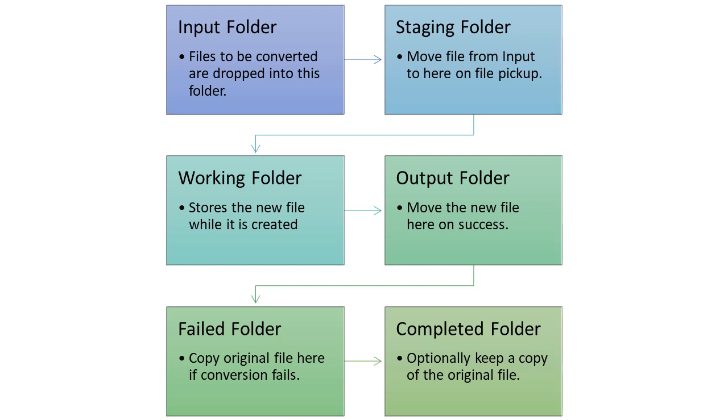The staging and working folder are used during the conversion process as scratchpad areas and are best to be local to your computer, not on network shared volume. The output folder stores the converted files when the input file is converted successfully. The failed folder stores the input files that have failed to convert, typically password-protected files or unsupported file types. The completed folder is an optional folder that stores the original input files that successfully converted.